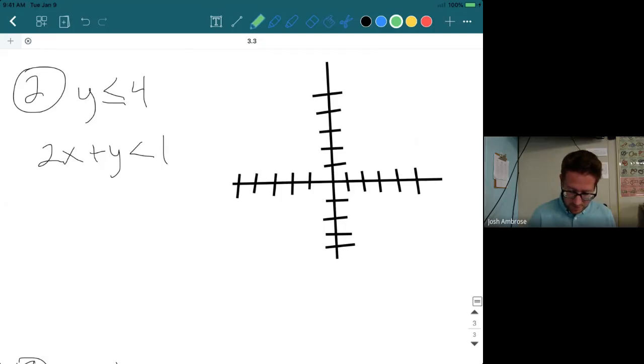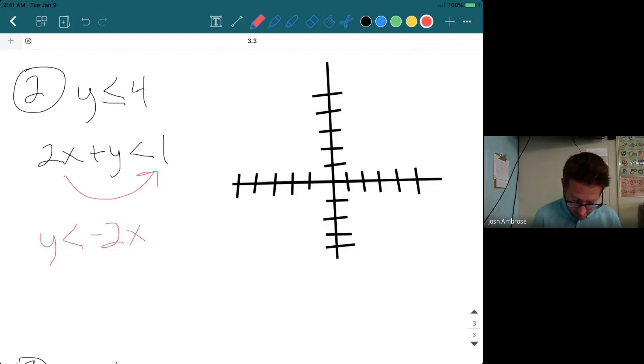Right, number 2, here we go. y is less than or equal to 4. That's simple. That's already set up, so that's nice. So let's do the other equation. The 2x needs to be brought over. So when we do that, we have y is less than negative 2x plus 1. The 1 didn't move. It's positive, so that's why we put plus 1.